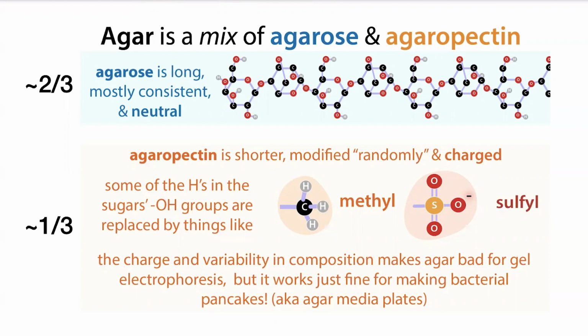So it's going to be cheaper. In terms of the modifications, these modifications come in a variety of different flavors, and they're going to be kind of randomly distributed. So they're not consistent. Every batch of agar that you get is going to be a sort of different mixture. And so there's going to be more variability.